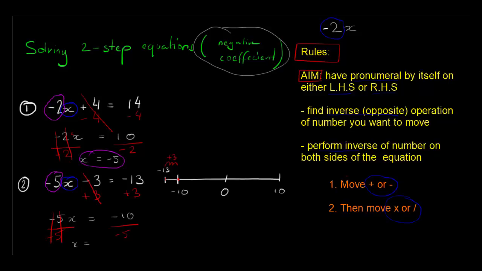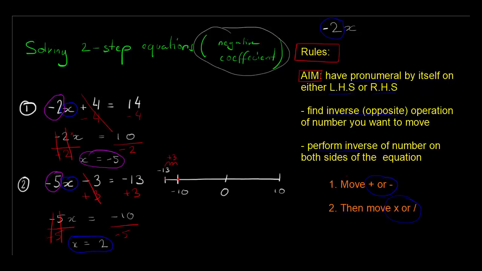And what is minus 10 divided by minus 5? Right, 10 divided by 5 is just 2. But remember, a negative divided by negative turns it into positive. So your answer, minus 10 divided by minus 5, is actually just 2. And that's your answer. So we have x is equal to 2.